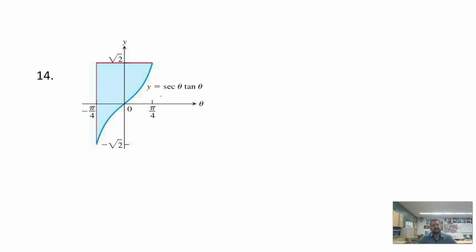Number 14 is a little bit more difficult, just because on number 14, we have to look at 3 separate things. The first thing that I need to look at is this rectangle right there. The area of that rectangle has a base of pi over 4, and it's square root of 2 tall. Now I know that looks bad, but that's the area of this rectangle right there.